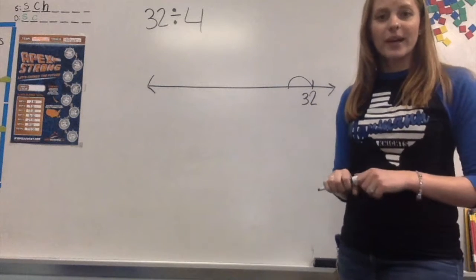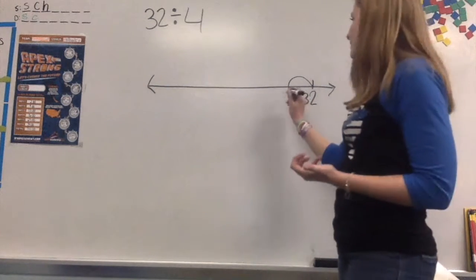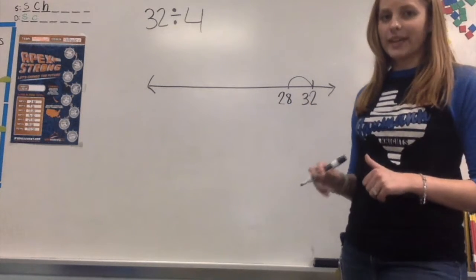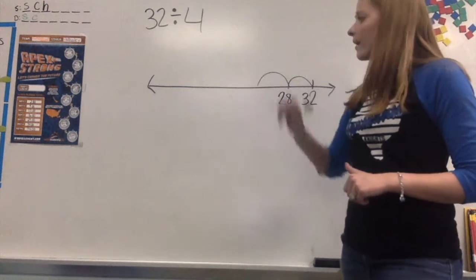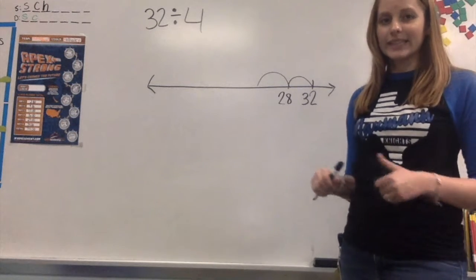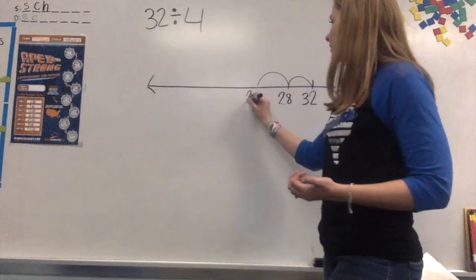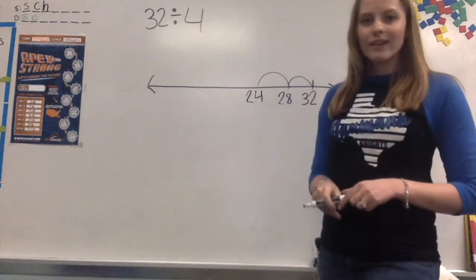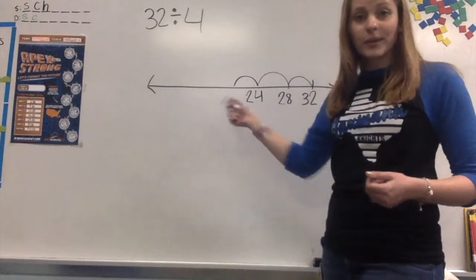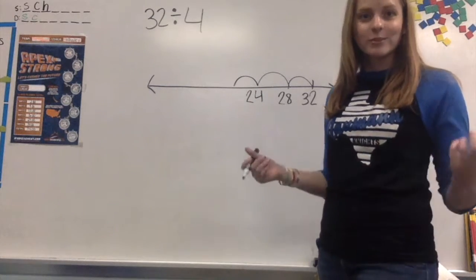So the first hop back would be 28 because 32 minus 4 is 28. Now I'm trying to get down to 0, so I'm going to do another hop back from 28 to get to 24. And then I'm going to do another one. Do you know where I might be now? 20.